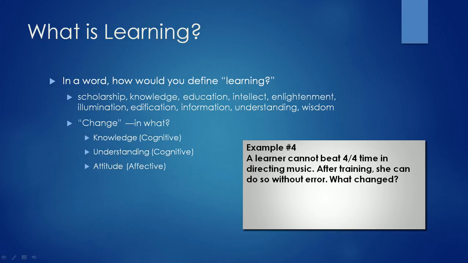And here's the last example. A learner cannot beat 4/4 time in directing music. After some training, she can do so without error. What changed? Well, you could say that there was maybe some understanding that changed and knowledge that changed, and certainly maybe an attitude if they didn't want to, although that's not clear here. What really we know did change is a skill, a psychomotor skill. The student was able to do a physical psychomotor skill that they weren't able to do before. In this case, it's directing out a 4/4 time signature.